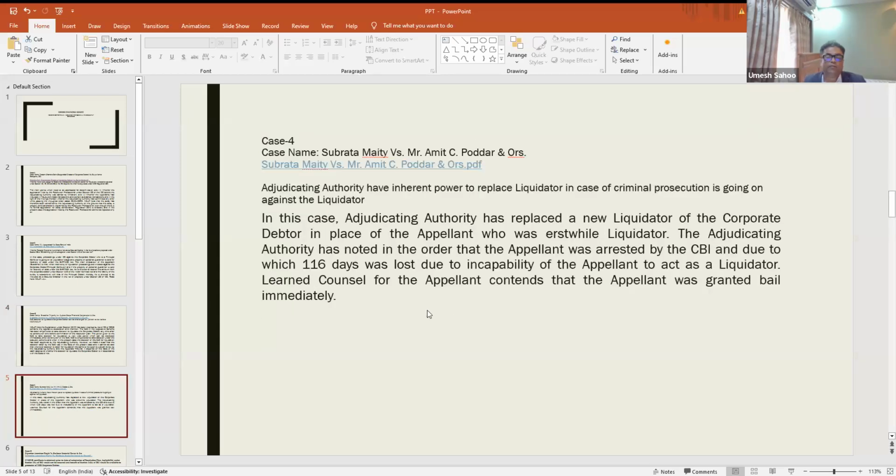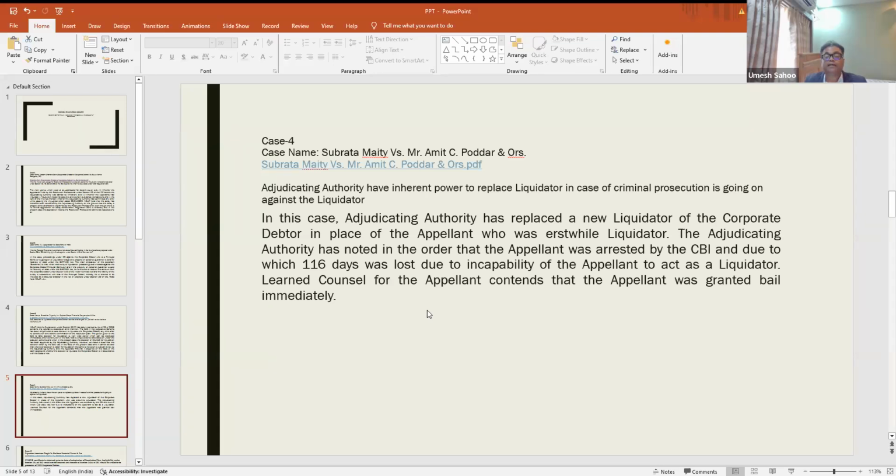So in this matter, what happens? In the case, the authority has replaced the erstwhile liquidator, the appellant, with a new liquidator in the corporate debtor. The adjudicating authority has noted in the order that the appellant was arrested by the CBI, due to which 116 days were lost due to the incapability of the appellant to act as a liquidator.